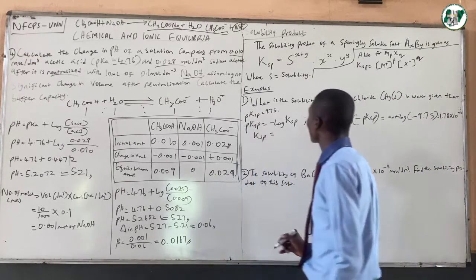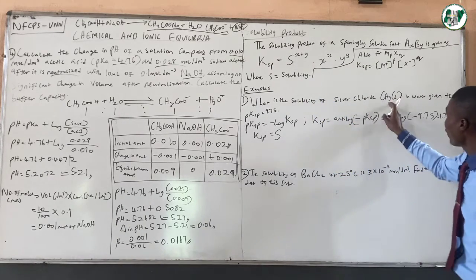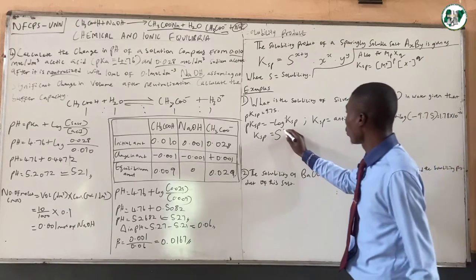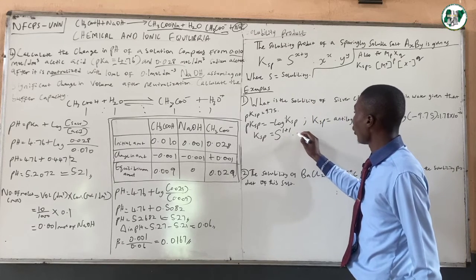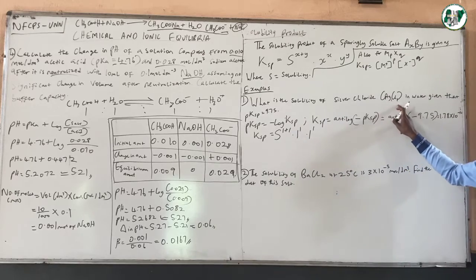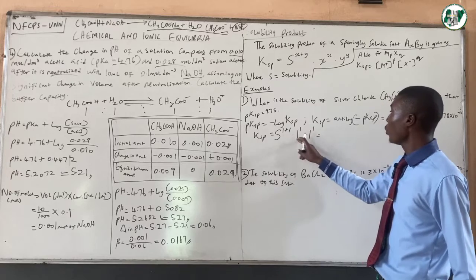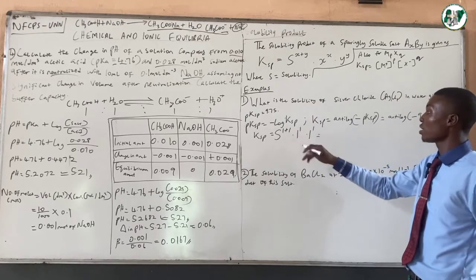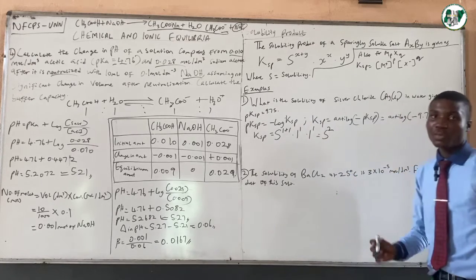KSP is equal to X, which is solubility raised to the power of, for silver chloride, what is the subscript? It is 1. So our X is equal to 1, and our Y will be equal to 1. Then this will be S raised to the power of 1, S raised to the power of 1, because the subscript for both of them is 1. So we're going to have this. When you work on this, 1 raised to the power of 1 is 1, 1 raised to the power of 1 is 1, and then you have S raised to 1 plus 1. So 1 times S will give you S raised to the power of 2.